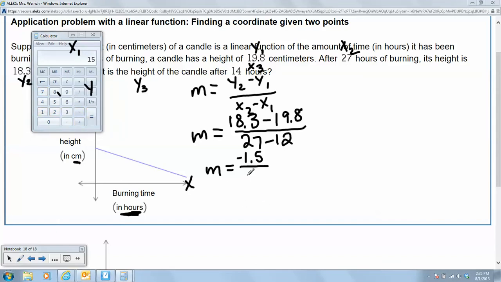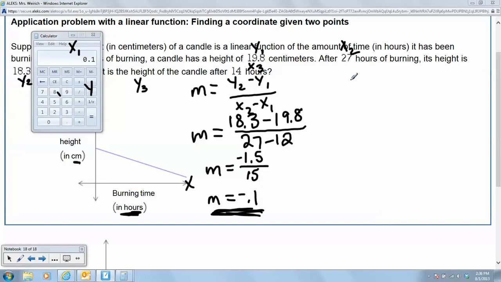And then you're going to take negative 1.5 divided by 15. I can figure that out in my head, but again, it's really no big deal to use your calculator because you're allowed to. And this is going to be a negative, so m equals a negative 0.1. Okay, so that's kind of the first stopping point. We got that, but that is not our answer.